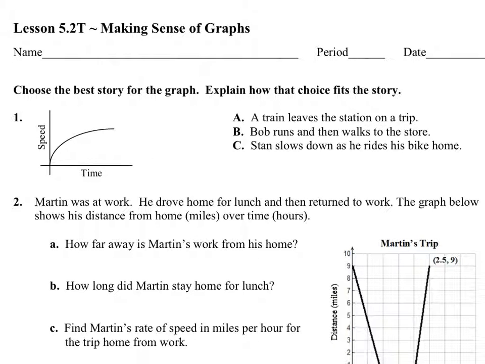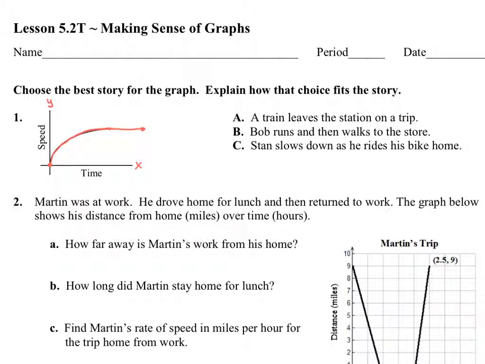Let's try to make sense of some graphs in our examples today. In our first graph, time is represented on the x-axis, and speed is represented on the y-axis. In this graph here, the speed starts at 0 and gradually increases over time, and then it stays consistent throughout the rest of that time.